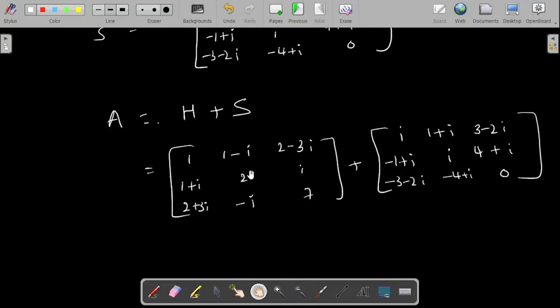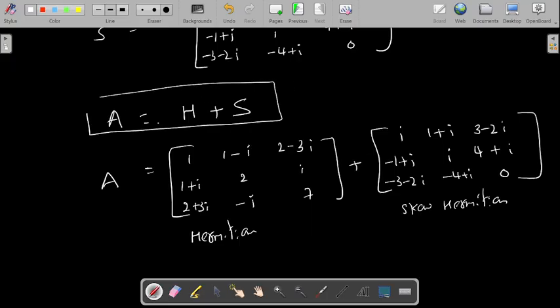So you need not sum them. If you sum, you will get the A matrix again. So A can be written as a Hermitian plus a skew Hermitian. This is the Hermitian, and this is the skew Hermitian. You can stop here. Answer is enough up to just finding H and S, A equal to H plus S. This is the answer. If you want more, you write the H matrix and S matrix.